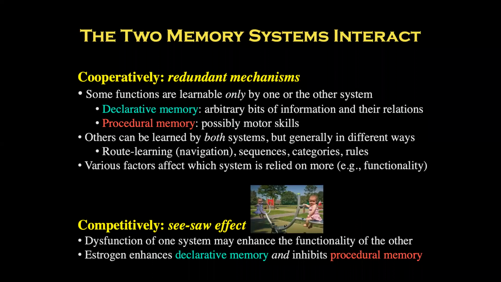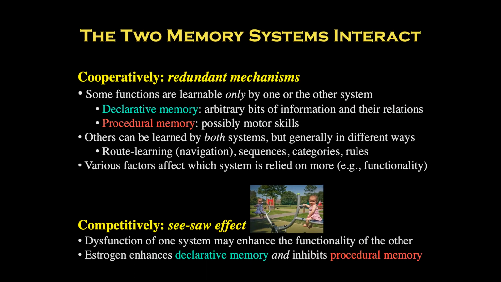A lot of our work is based on this notion of which system is better. So if you are particularly good at declarative memory, you're going to tend to rely on declarative memory for a lot of the things that can depend on your system, such as we'll see grammar, navigation, sequence learning, category learning, and so on, and vice versa, if you're particularly good at procedural memory. Okay?